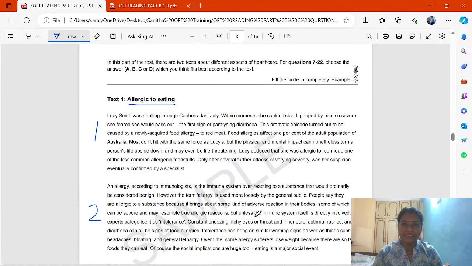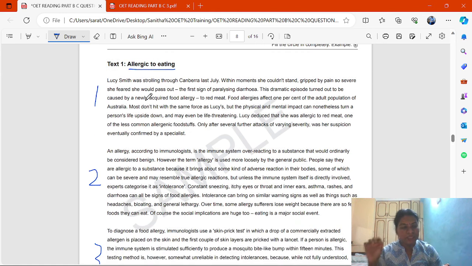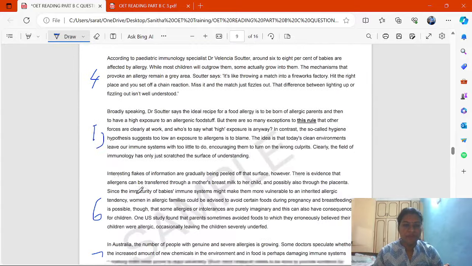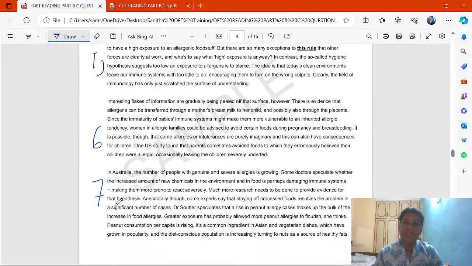Today, I am going to discuss OET reading Part C. Today's topic is "Allergic to Eating". When you get the question paper, first you have to read the title. The title is "Allergic to Eating". Just underline the title. Then after that, you have to put the numbers 1, 2, 3, 4, 5, 6, 7. A total of 7 paragraphs are there in this passage.